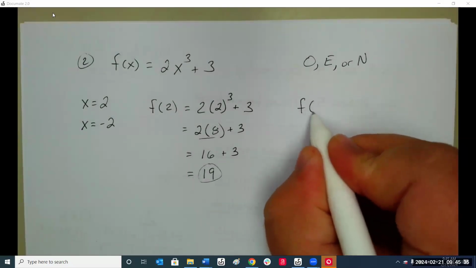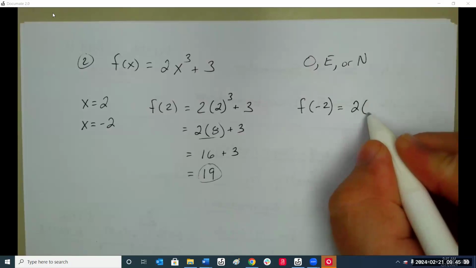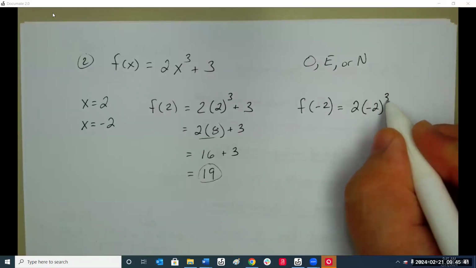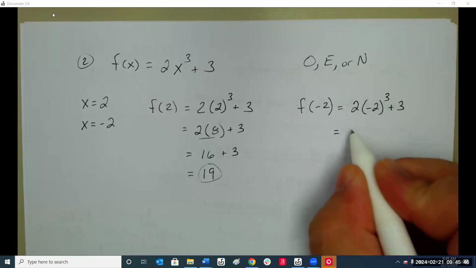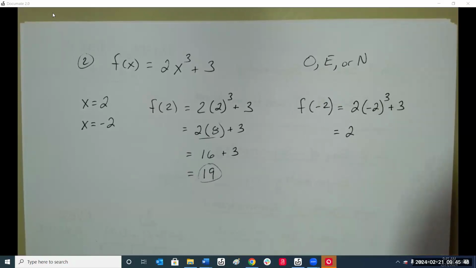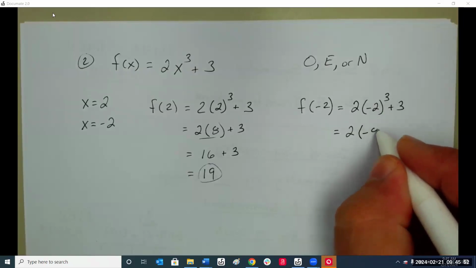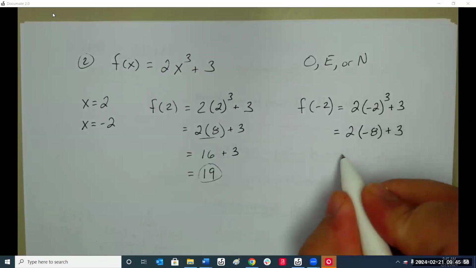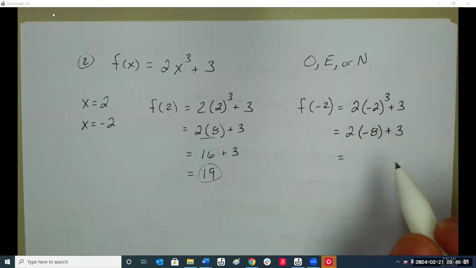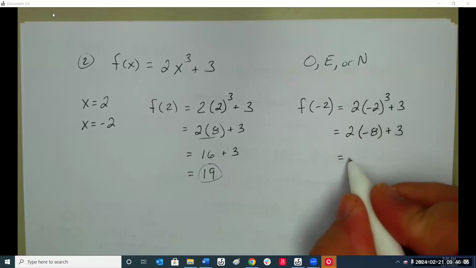Then we do the same thing with -2. So it's 2 times -2 cubed plus 3. What's -2 cubed? -8, right? -2 times -2 times -2. We have a positive times negative is negative.